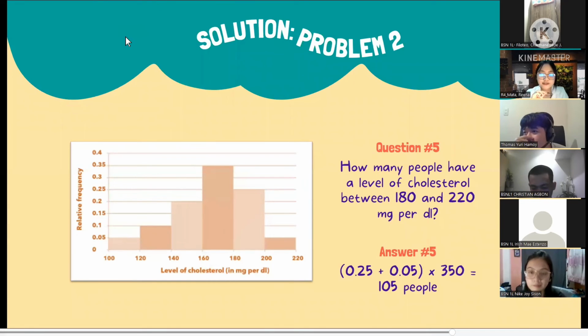For the last question of problem number 2, the question asks how many people have a level of cholesterol between 180 and 220 milligrams per deciliter. So for 180, we have 0.25. For 220, we have 0.5, and add those two and multiply it by 350. For question number 5, the people who have a level of cholesterol between 180 and 200 milligrams per deciliter are 105 people.